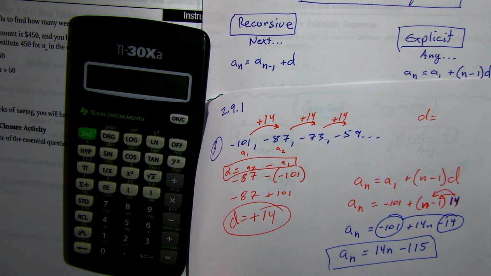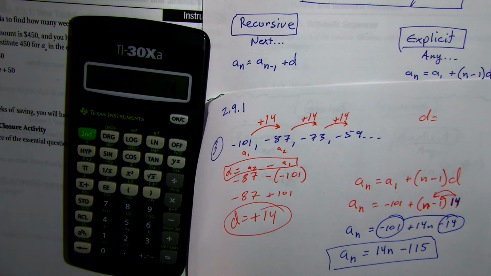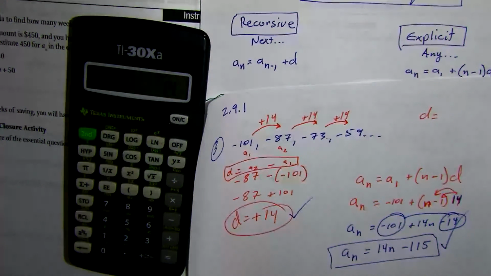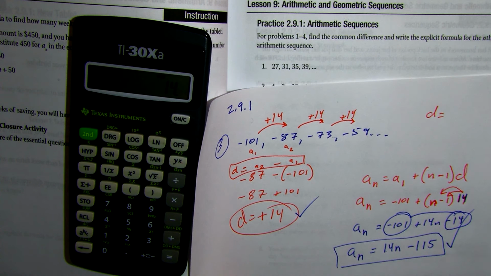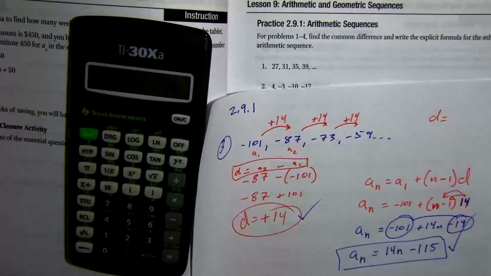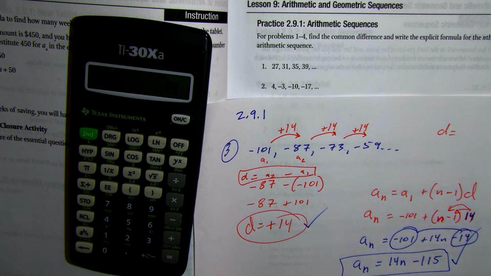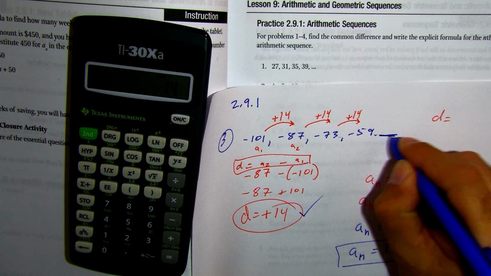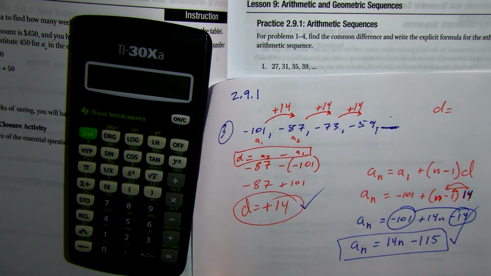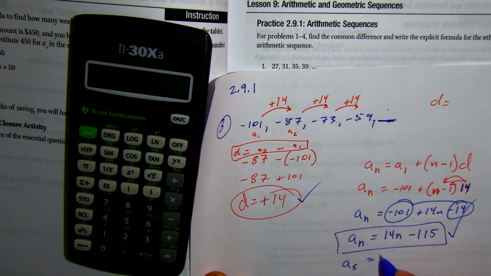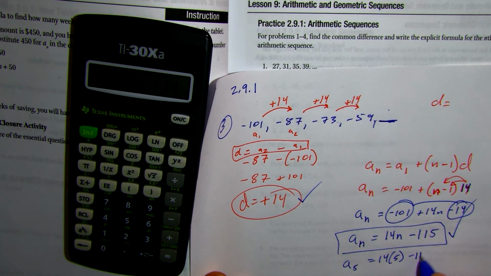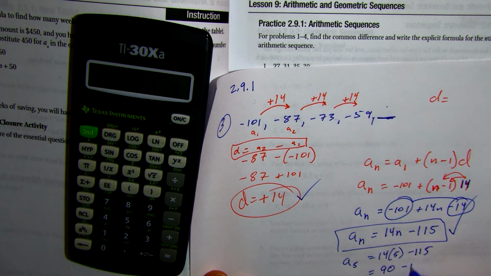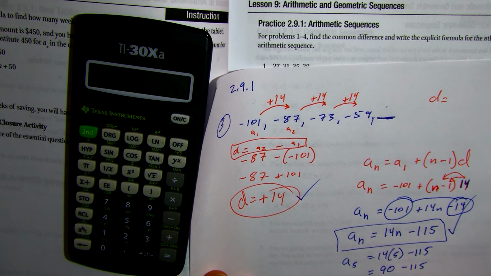All right, so now we have our explicit formula, check. We got our common difference, check. Let's see if there's anything else for this problem. For the nth term for each sequence, yeah, we got it. So now if I wanted to find the fifth value, I would just do a sub 5, 14 times 5. You didn't have to do this as part of the problem, I'm just showing you. Then we get 70 minus 115, and we get negative 45.